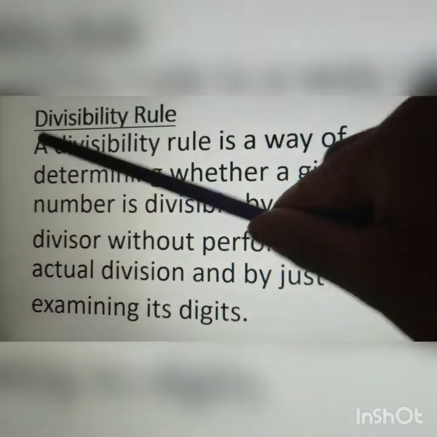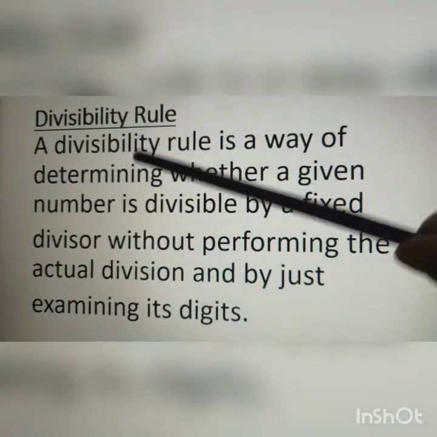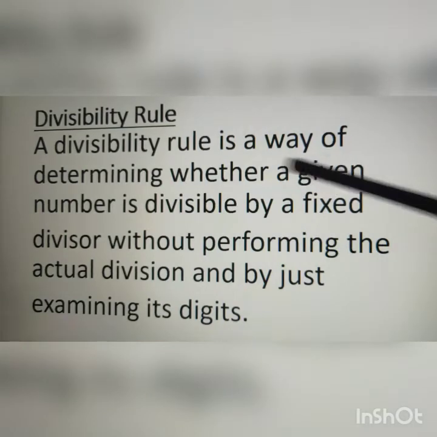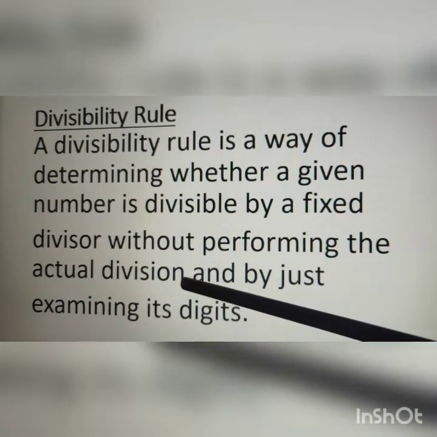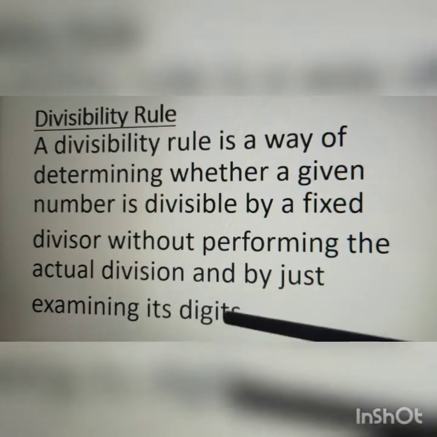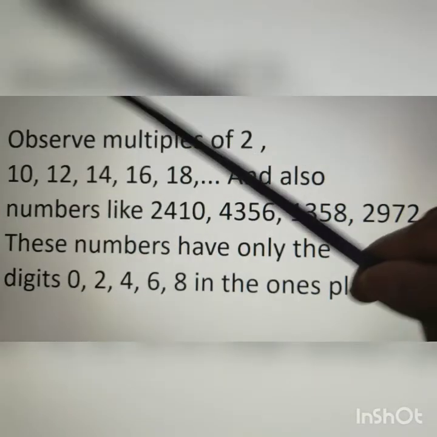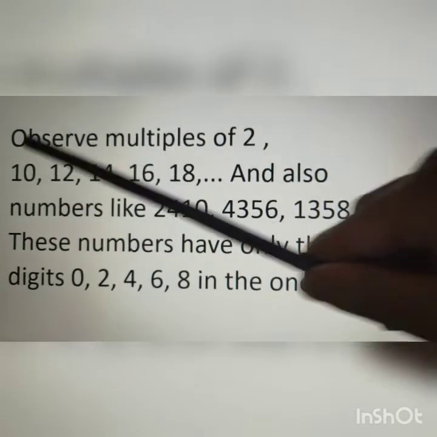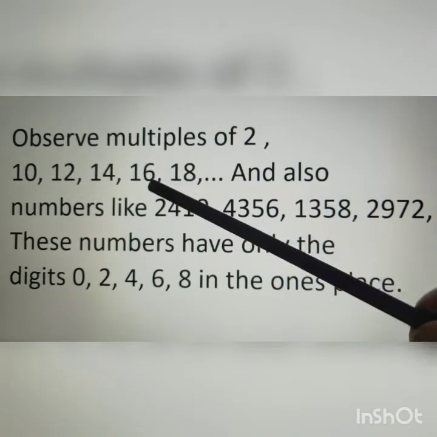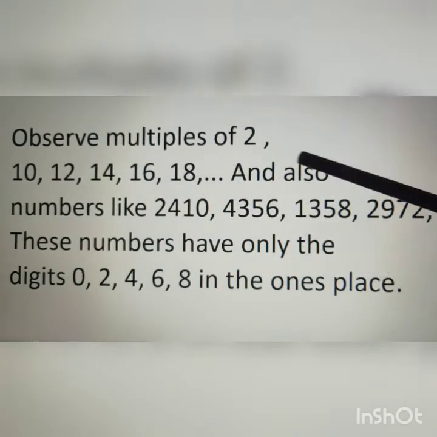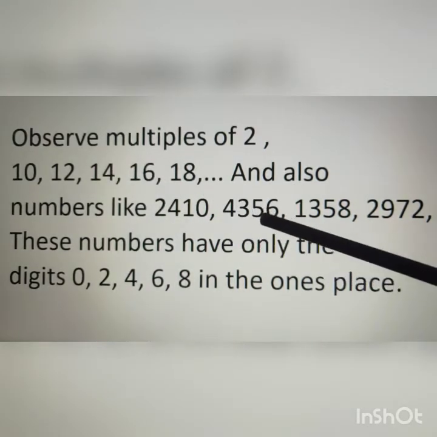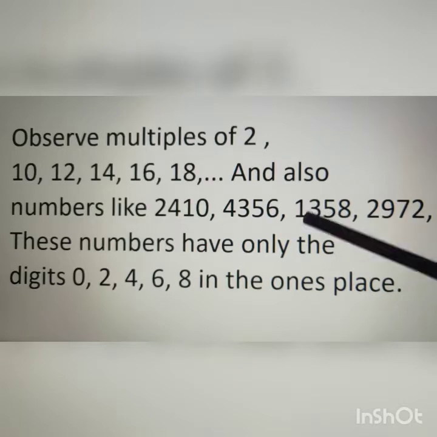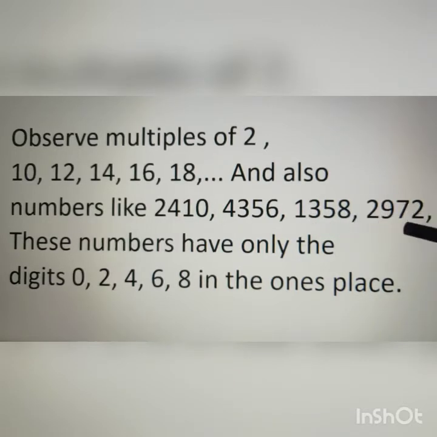Divisibility rule. A divisibility rule is a way of determining whether a given number is divisible by a fixed divisor without performing the actual division and by just examining its digits. Observe multiples of 2. 10, 12, 14, 16, 18, etc. And also numbers like 2410, 4356, 1358, 2972.